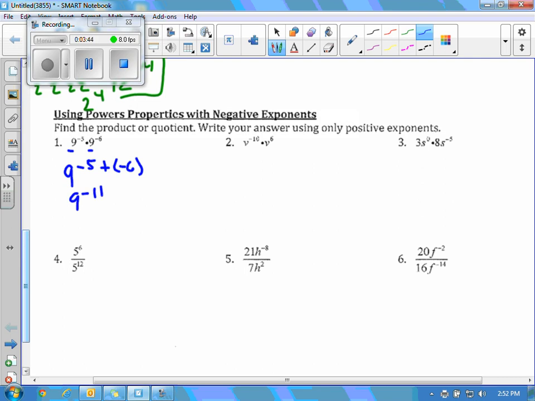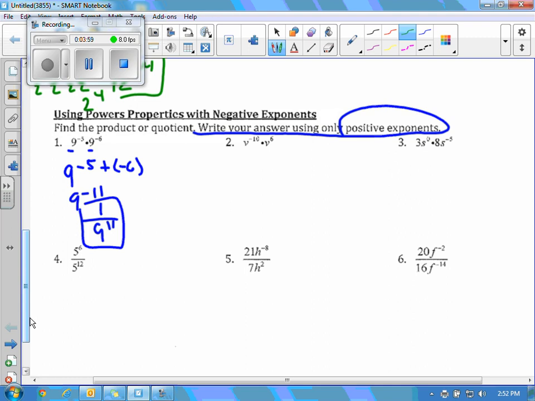Now my directions say to write your answer using only positive exponents. So that means I have to rewrite this as 1 over 9 to the positive 11, and that's my final answer. Number 2, I'll leave for you. Number 3, I have 3s to the 0 power times 8s to the negative 5th. So there's a couple ways I can do this. The first way is I can say that s to the 0 power is just 1, and then rewrite the rest of that.